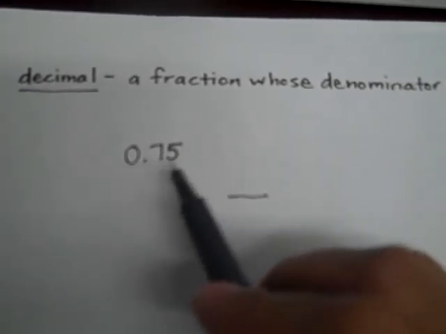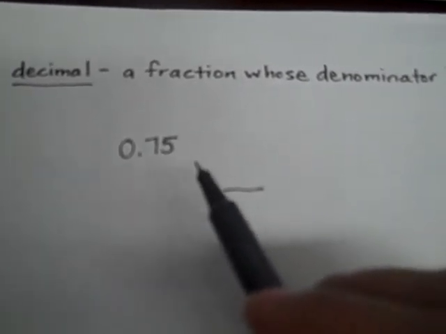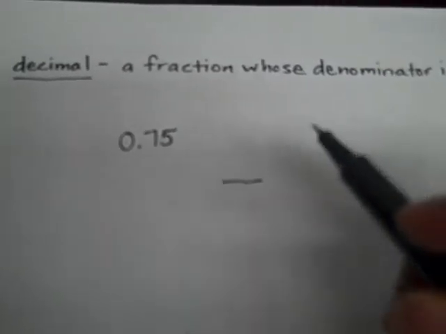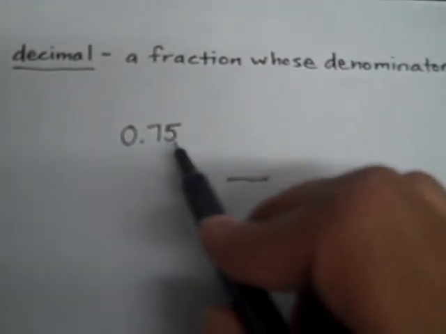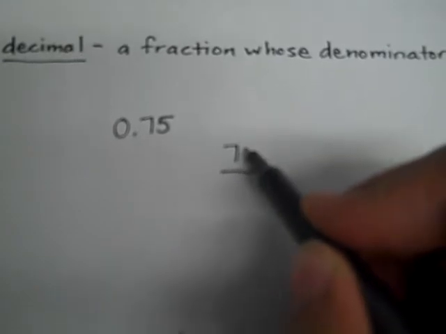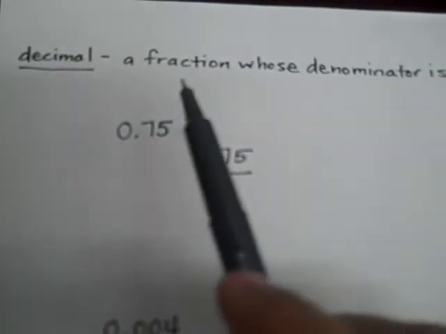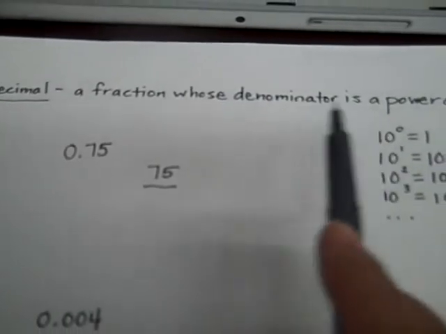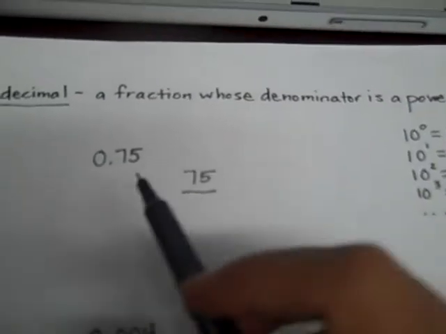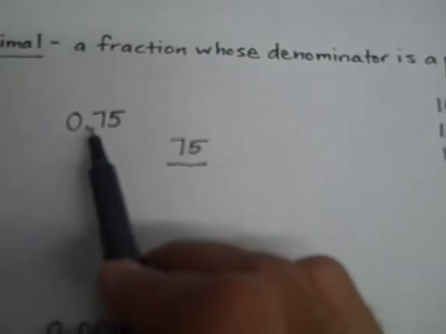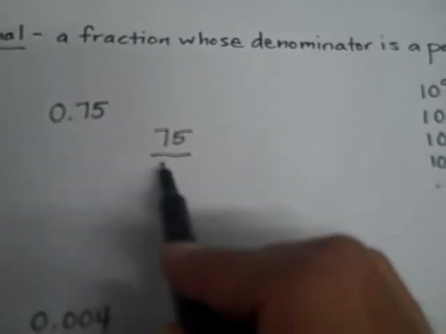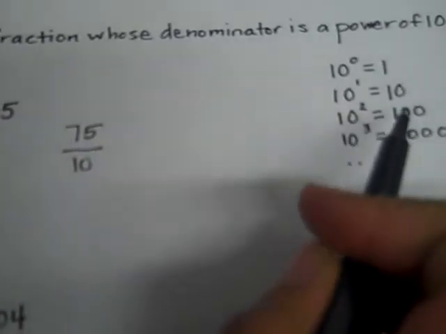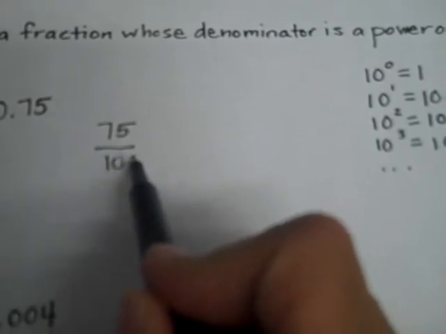Okay, what we're going to do now is actually change our decimal into a fraction, into solely fraction form so that you see just numerator and denominator. So what do I see right here? Well, I see the number 75. That becomes my numerator. And I want to put this into a fraction form, so its denominator is a power of 10. Well, how many digits do we see to the right of the decimal point? I see 1, 2. That means the power of 10 is 10 to the second power, which is 100.